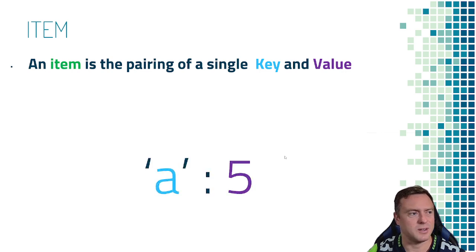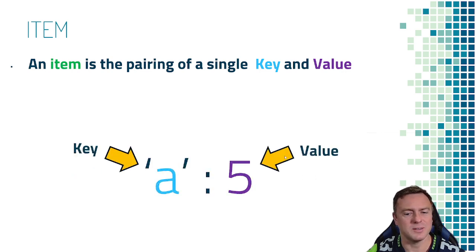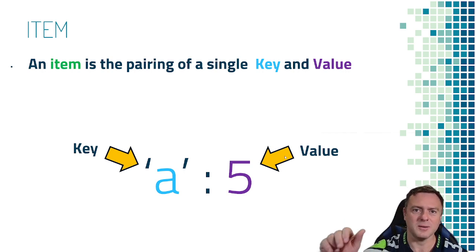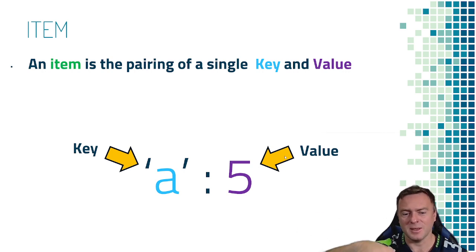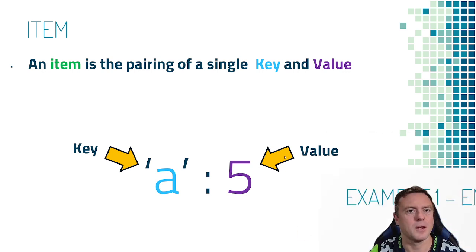So when you hear the word item, it is a pair of a single key and a value. So this is actually an item. Once you've got one of these, you can use that as an item. That's an important term. So there are three terms you should know by now: a key, a value, and an item. The key is the thing that's looked up. The value is the actual data that you're interested in. And the item is those two paired together.